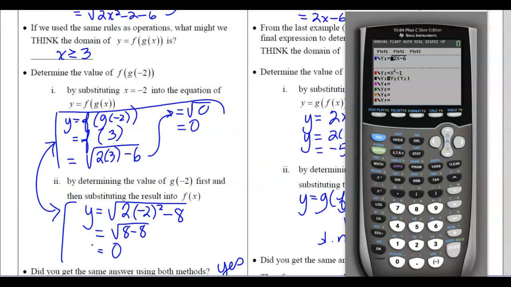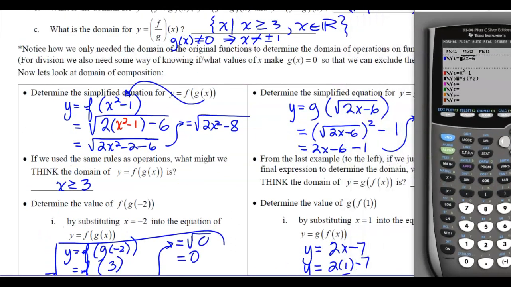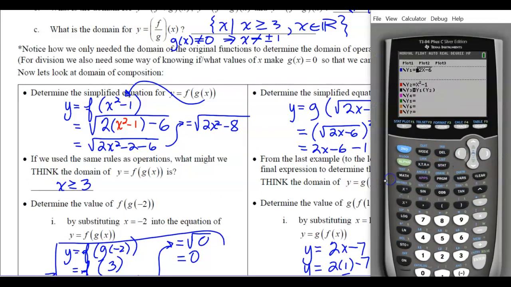Okay. Let's now go back to our y equals, and let's switch this around, right? Because you may have found that one okay by looking at the final, but this one, you may have said the domain was all real numbers after you simplify. So now let's change this first one to y2. So vars, Y-vars, function, y2. And the next one to y1. So vars, Y-vars, function y1. Okay, graph that.